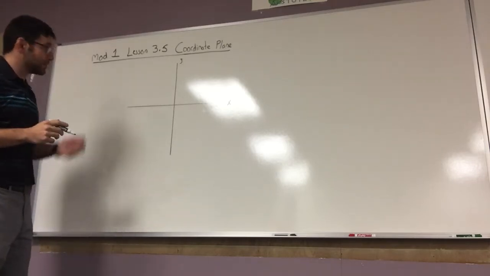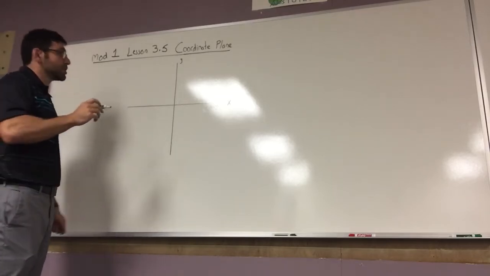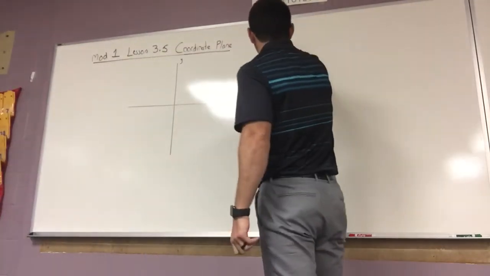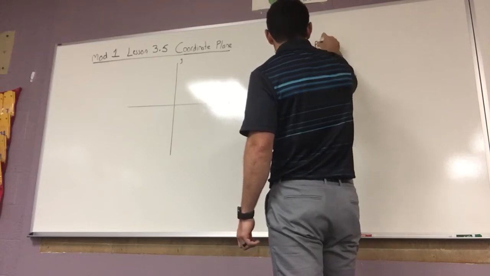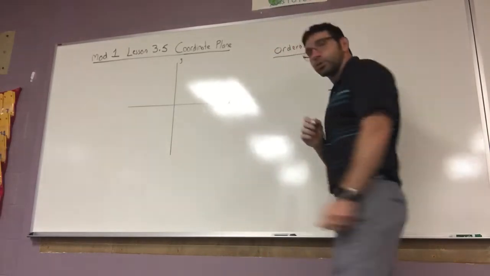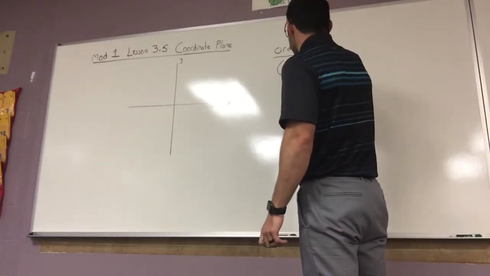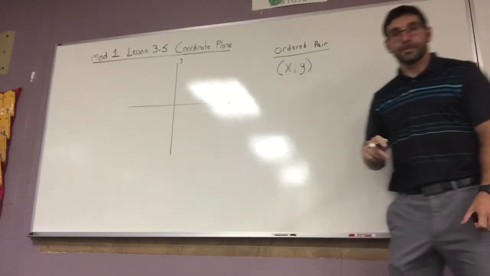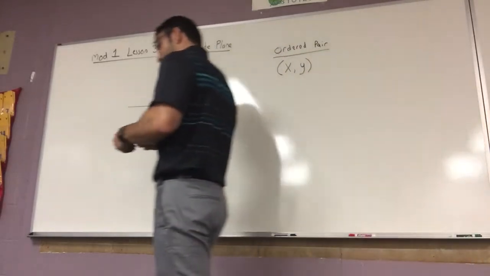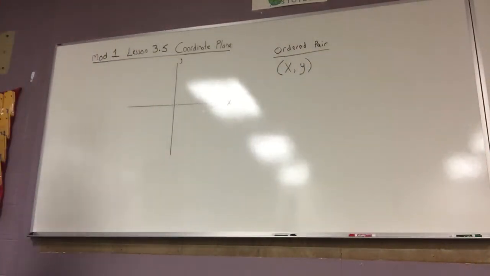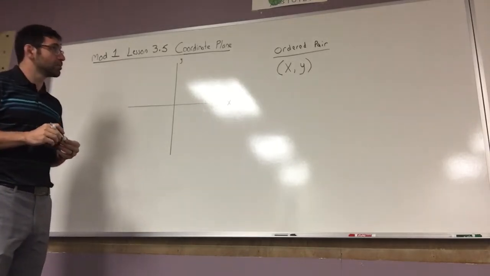Okay? So a couple things that we need to know immediately. This is where we're now talking about ordered pairs. An ordered pair is in the form of x, comma, y. Our x value will always come first, our y value will always come second. If you're like, Mr. H, how am I going to remember that? Say your alphabet. Which one comes first? Okay? So we will have ordered pairs on this coordinate plane.